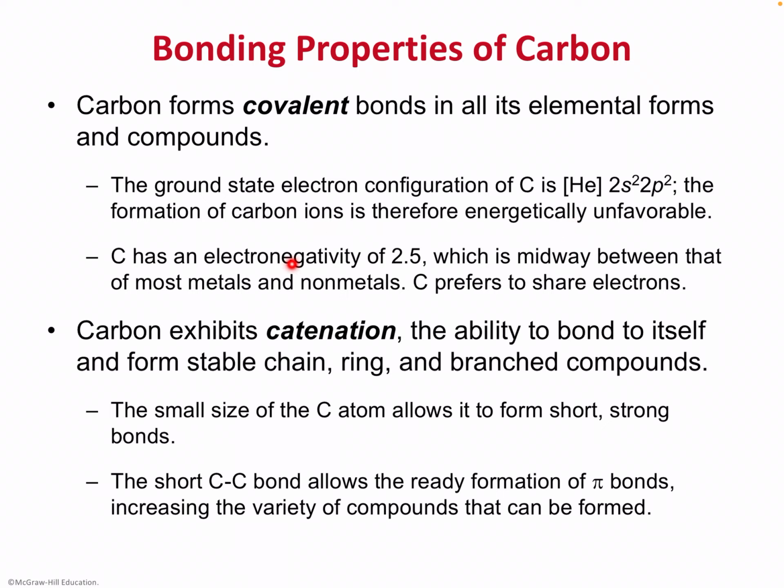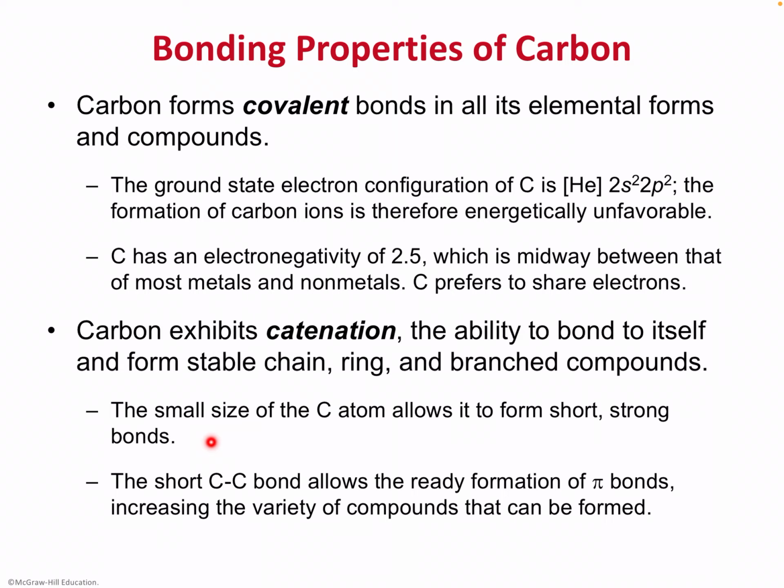Carbon has an electronegativity value of 2.5. Again, that is also midway between that of most metals and nonmetals. So because of that also, carbon prefers to share electrons. Carbon exhibits catenation. So what is catenation? It is the ability to bond to itself and form stable chain, ring and branched compounds. Carbon can bond with another carbon atom. Carbon-carbon chains can have large numbers of carbon atoms in a chain. So we call it catenation.